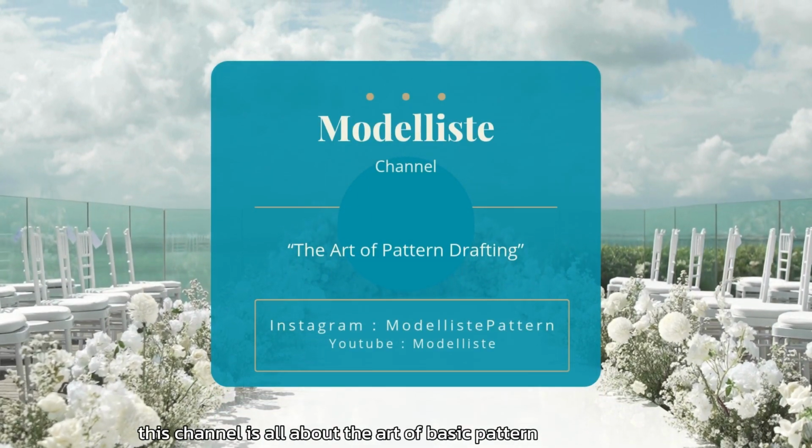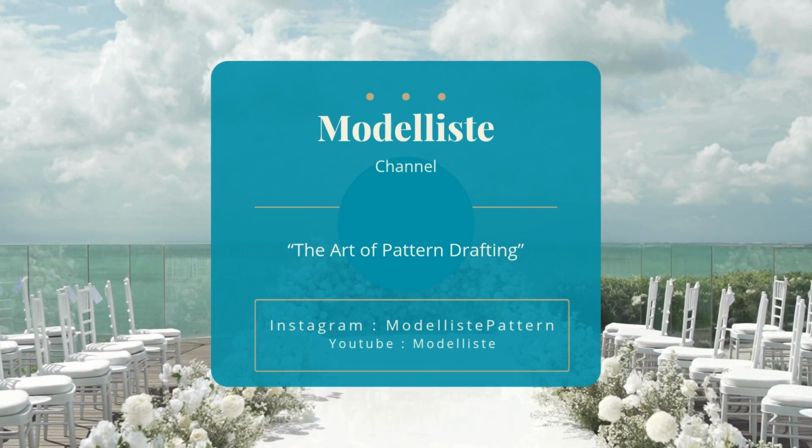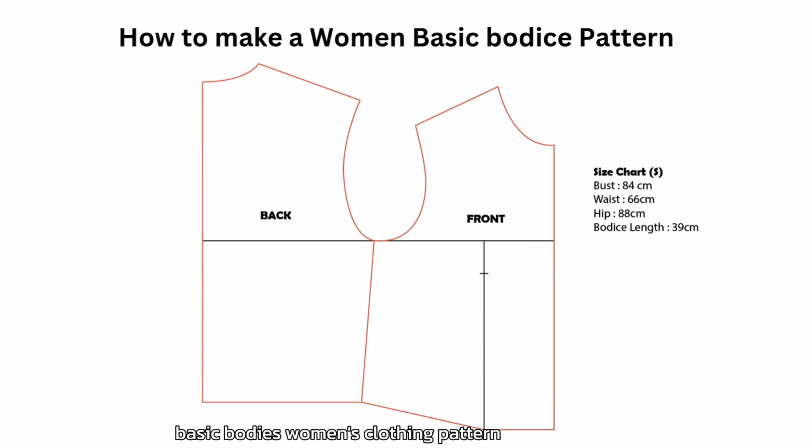This channel is all about the art of basic pattern making, the easiest methods you can try at home. Today, I'm going to show you how to make a simple basic bodice women's clothing pattern. For example, we use the size S with measurements of bust 84 cm, waist 66 cm, and bodice length 39 cm. First, we start by drawing a box.